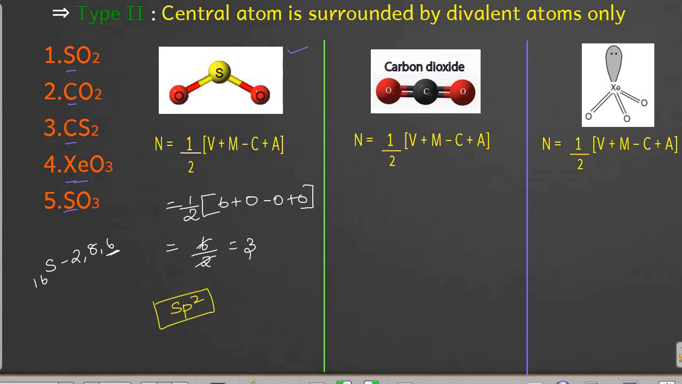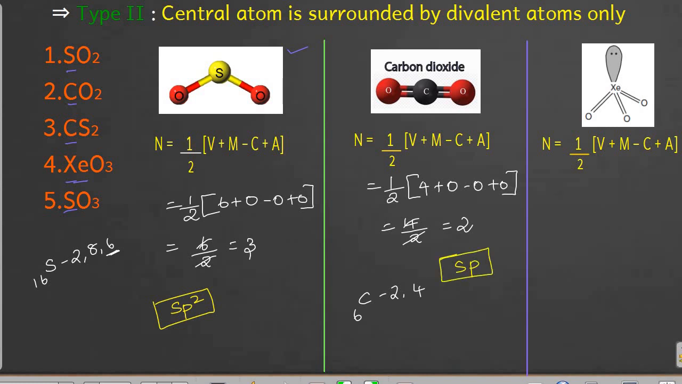Okay, so let's move to the next one, carbon dioxide, and here the carbon atomic number is 6. So 2, 4. Okay, so the outermost electron is 4, and there is no monovalent as well as cation as well as anion. So 4 by 2, you will get 2. So the hybridization is sp hybridization.